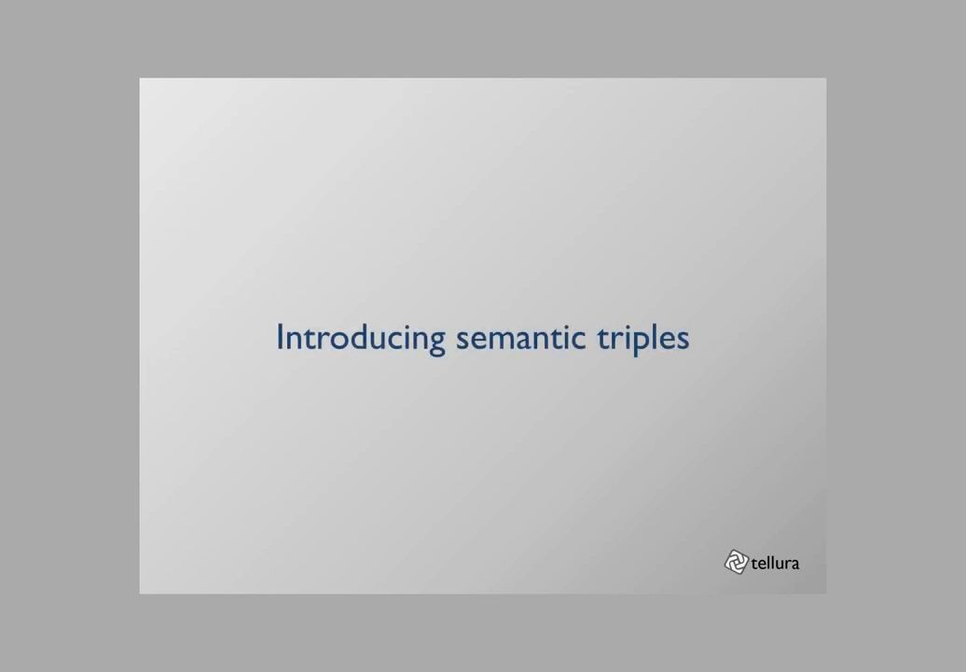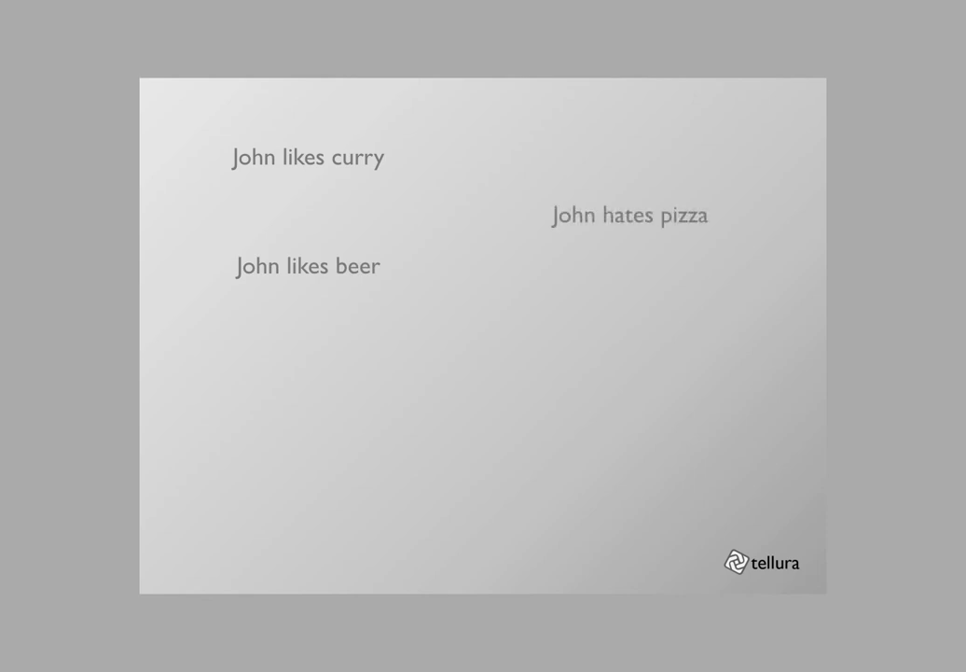Now that we've seen the Content Graph Explorer in action, I'm going to round off this first part of the talk with a brief introduction to semantic triples. If you've heard me talk about this topic before, forgive the repetition, but it's an important building block of what we have to talk about a bit later on. Imagine a simple sentence in English: John likes curry. Now imagine a few more. John likes beer, John hates pizza, Janet hates curry, John knows Janet.